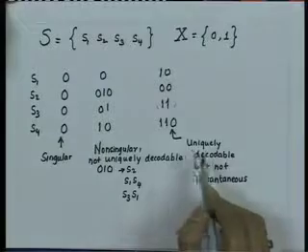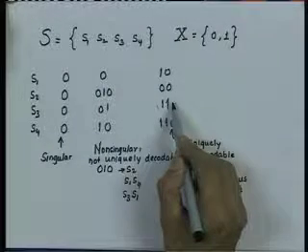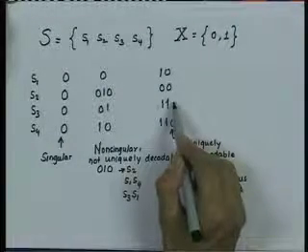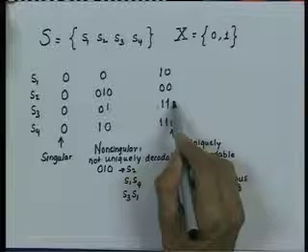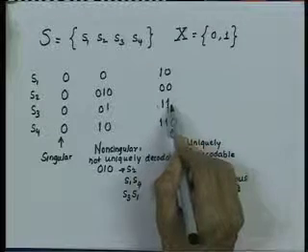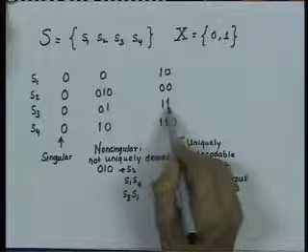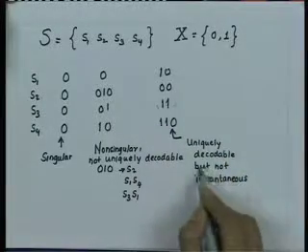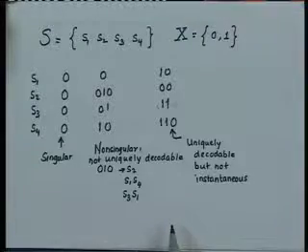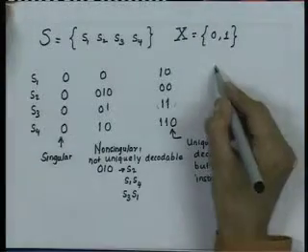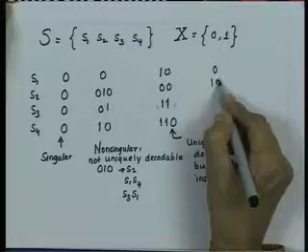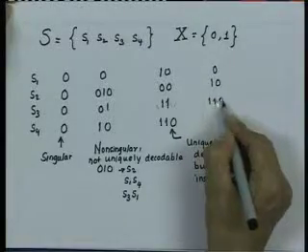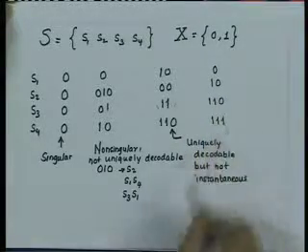So, I have to observe the future symbols when I receive 1 1. So, I cannot decode immediately. So, this is an example of a non-instantaneous code. And finally, I have 0 1 0, 1 1 0 and 1 1.